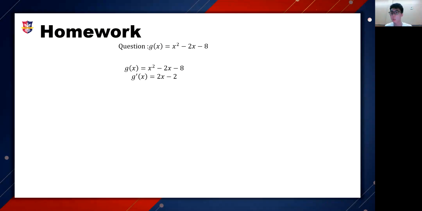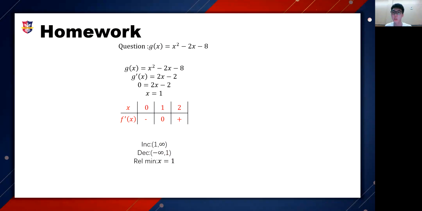So we first take the derivative of it, which is 2x minus 2, right? Then we take the solutions, the zeros of it. Then we got the solution x equals 1. Then we plug it into the table and find the critical numbers. In this table, we can find the tendency of the entire graph, so that we can infer the answer. The increasing part is from 1 to positive infinity, while the decreasing part is from negative infinity to 1. So the relative minimum is at x equals 1.